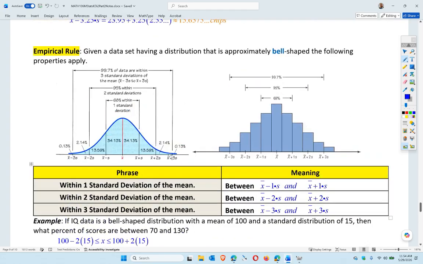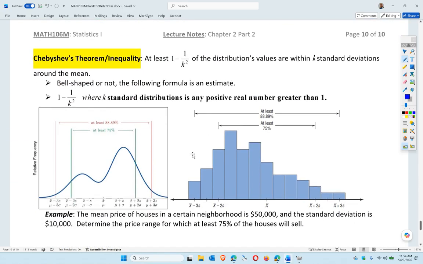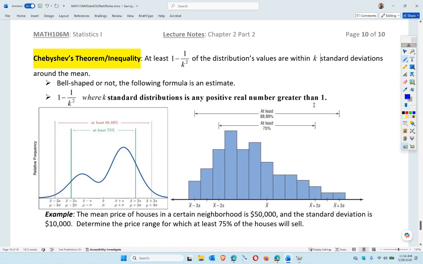Okay, but not everything is normal, right? As we know, they could be skewed, so it could be skewed left or right. So this is skewed right and this is skewed left, right? Different types of graphs. So in that case, you use the Chebyshev theorem, which gives you a lower bound, at least some value, based on k, the number of standard deviations. It's not bell-shaped, obviously, and k has to be greater than 1 because 1 minus 1 over 1 squared is 0, so it only works for greater than 1.